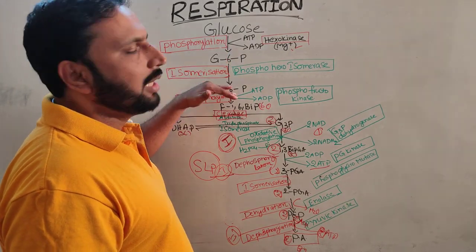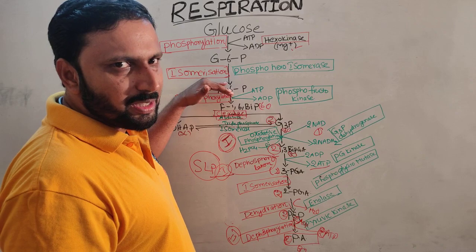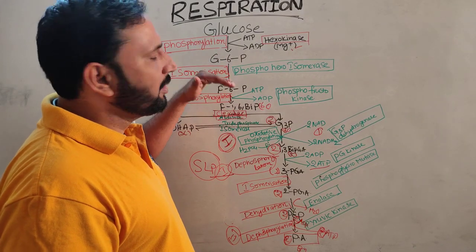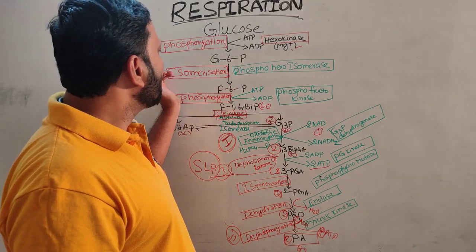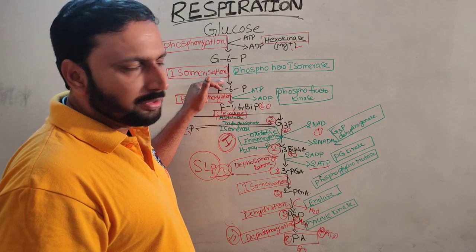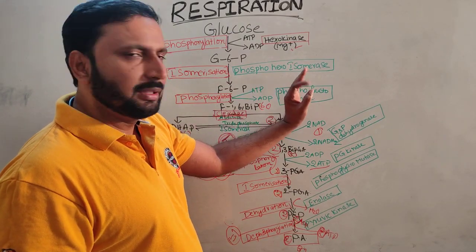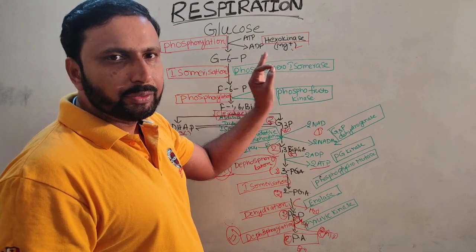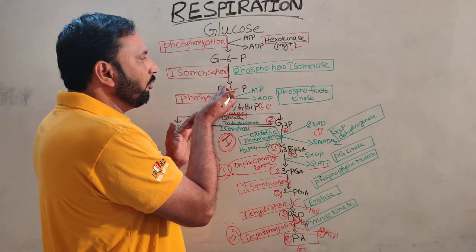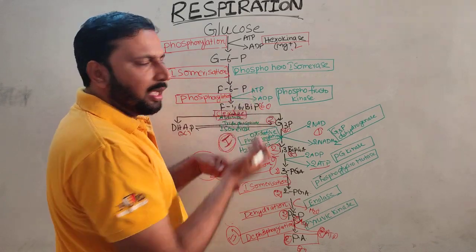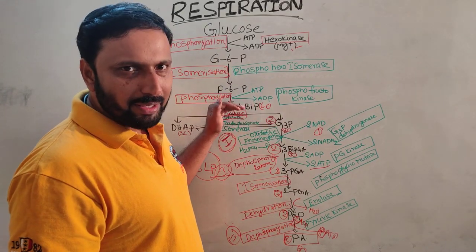Glucose 6-phosphate is converted to fructose 6-phosphate. That process is called isomerization. For that, the enzyme is phosphohexoisomerase. Then fructose 6-phosphate again undergoes phosphorylation.